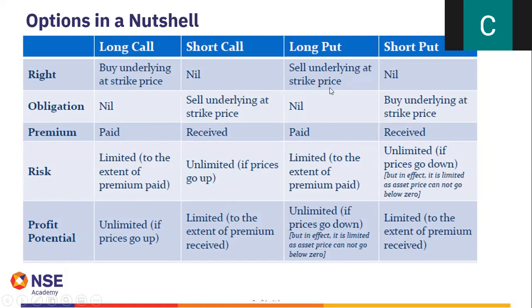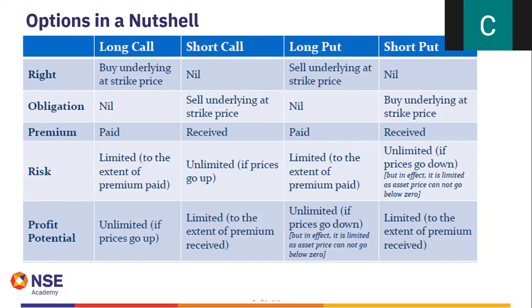Now coming to put option, same. Right will be with the buyer of a put option. Obligation will be with the seller. Premium same. Again, for the buyer of a put option, limited risk, that is to the extent of premium, and unlimited for the seller of a put option if the prices go down. And profit is limited to the seller of the put option.